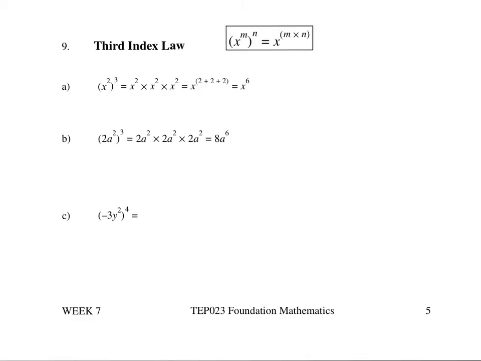That's very simple there, but when you've got a coefficient inside the bracket, say 2a squared all cubed, that's 2a squared multiplied by 2a squared multiplied by 2a squared. When you multiply it all out, it's 8a cubed. Now many students find this one quite difficult. Let's just write it again. It's 2a squared cubed.